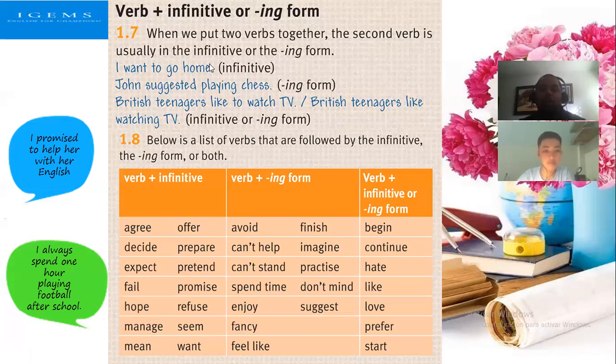Could you please read these examples and these rules? When we put two verbs together, the second verb is usually the infinitive or the ing form, which means I want, then after that, you have the option either to use the ing form or to use the infinitive form. Can you please read this example?